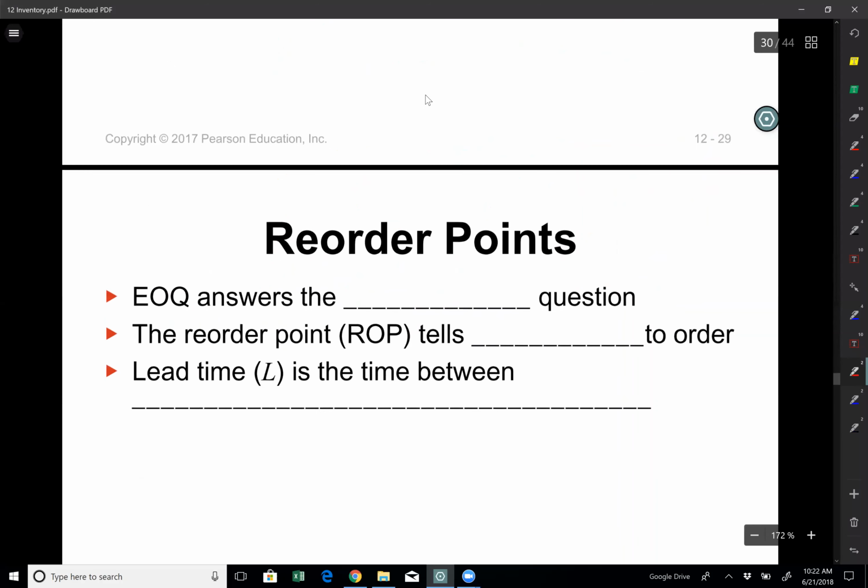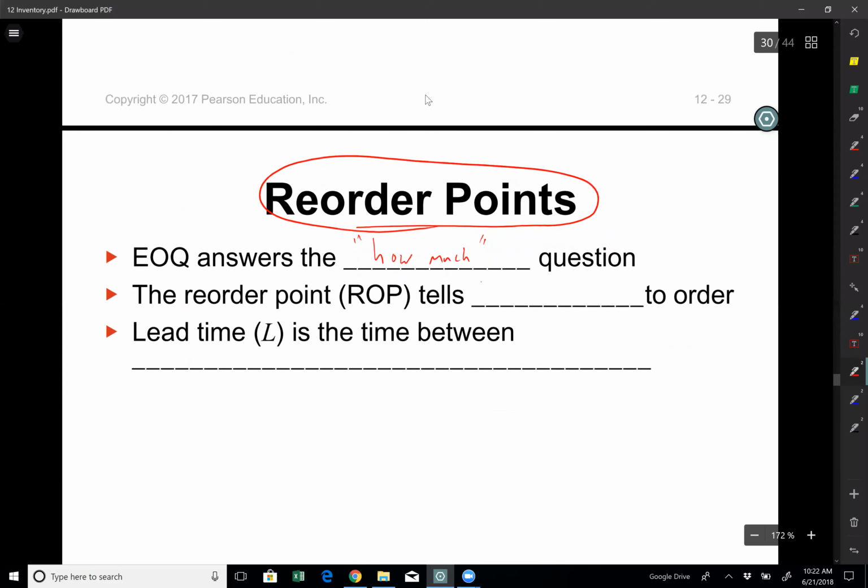How about reorder point? When should I order more? So EOQ answers the how much question. The reorder point tells me when should I reorder, right? And it depends on the lead time. And lead time is the time between placing and receiving an order.